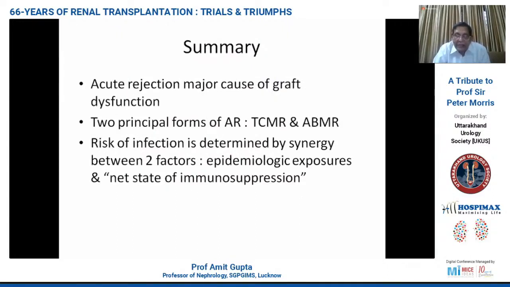So in summary, acute rejection is one of the most important medical complications after renal transplantation. The two principal forms are T-cell mediated and acute antibody mediated rejection. Infection remains the other major complication that we see, and is determined by the synergy between two factors, the epidemiologic exposures and the net state of immunosuppression.